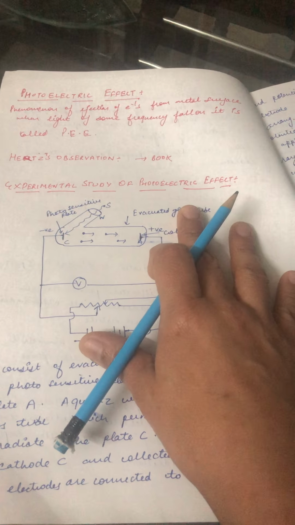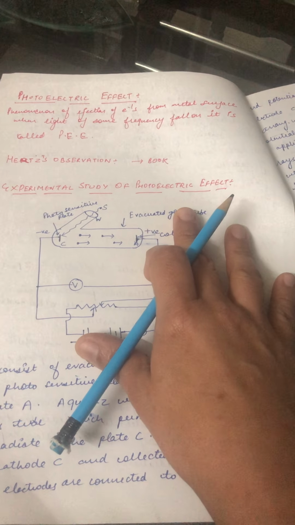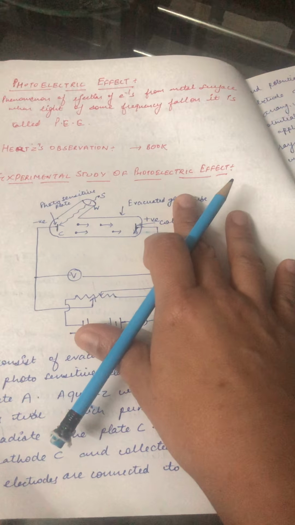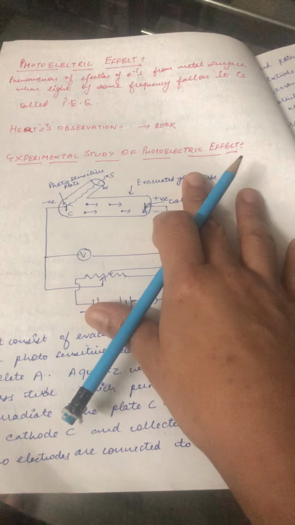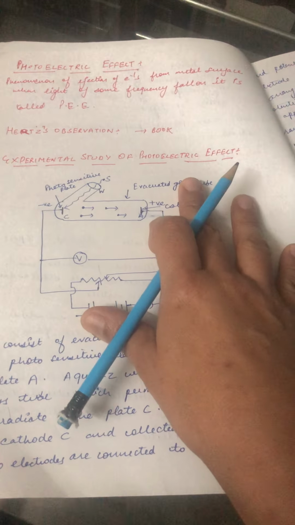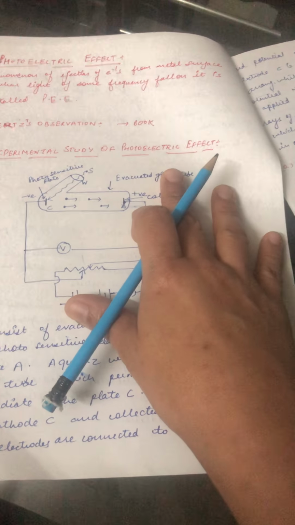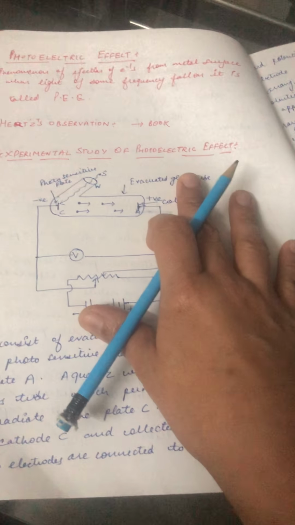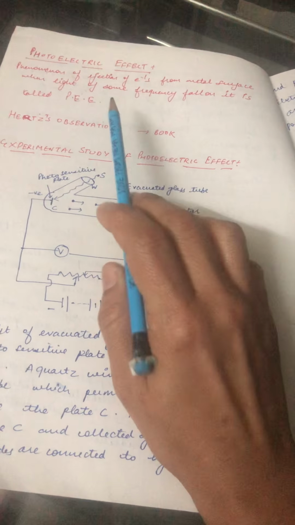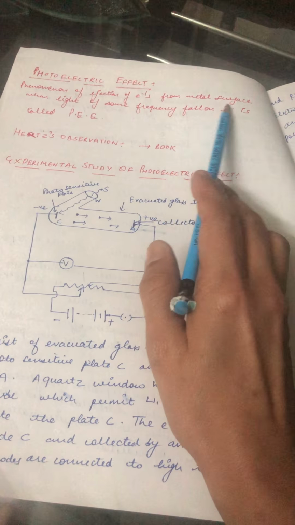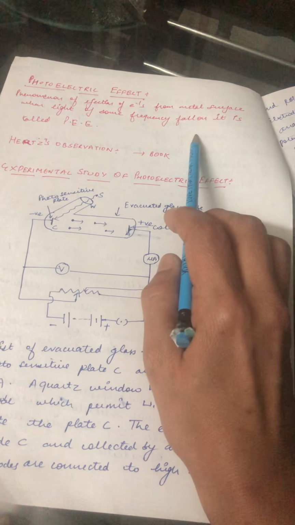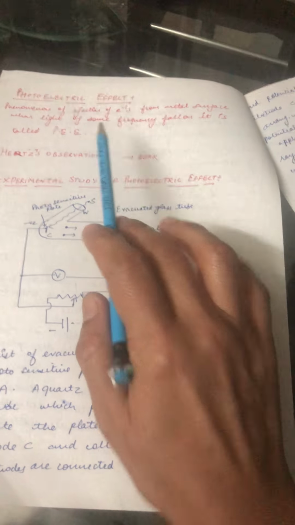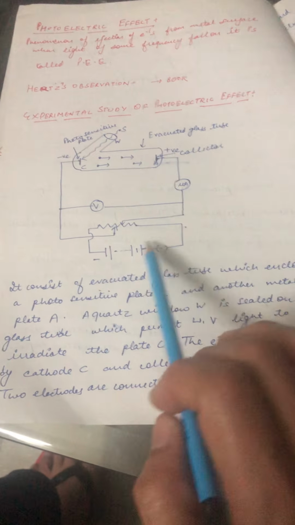But according to quantum theory, light can exist in the form of particles also. For that explanation, one experiment has been given, which is called the photoelectric effect. This effect will help us to understand the particle nature of light. First of all, what is the photoelectric effect? The phenomenon of ejection of electrons from a metal surface when light of some frequency falls on it is called the photoelectric effect. To understand this effect, they have set up this type of apparatus.